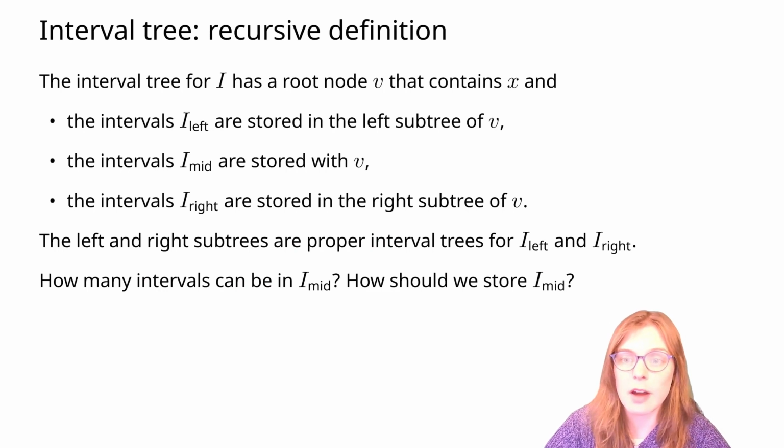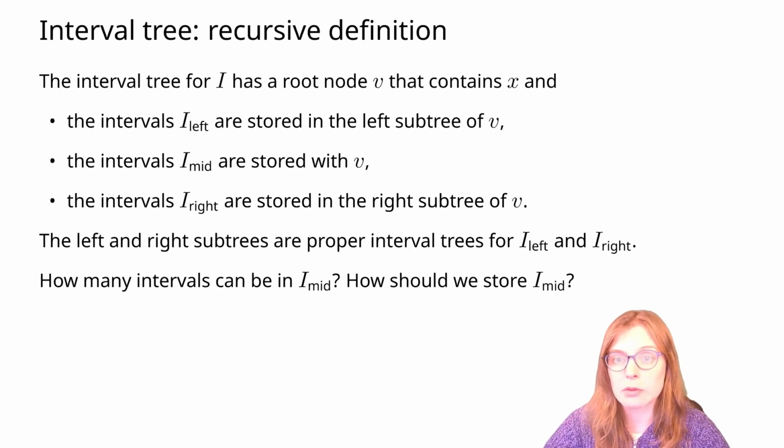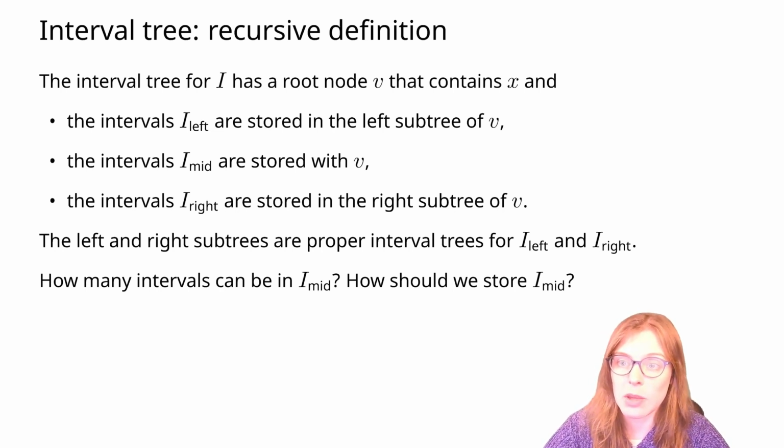So now we can define the interval tree using the following recursive definition. The interval tree on a set of intervals I will have a root node that contains the median value x among all the 2n endpoints of the intervals, and it will store all the intervals that are intersected by that value x. The left child of V will be an interval tree on the intervals that lie fully to the left of the value x, and the right child of V will be the interval tree that contains all the intervals that lie fully to the right of the value x.